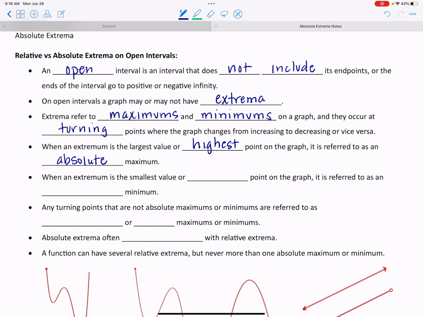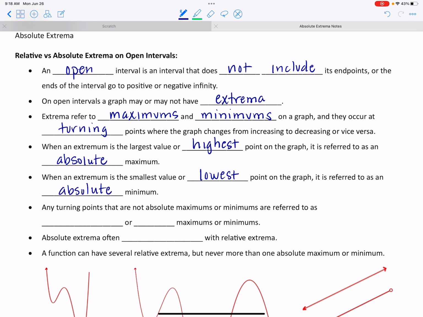And the same for the other end. When our extremum is the smallest value, so that we have the smallest output, or it is the lowest point on the graph, there is no point lower than that point, no value smaller than that value, that output, then that is going to be our absolute minimum.